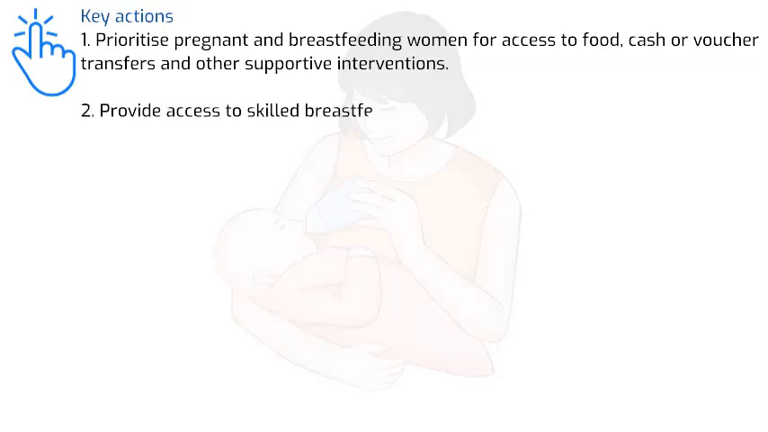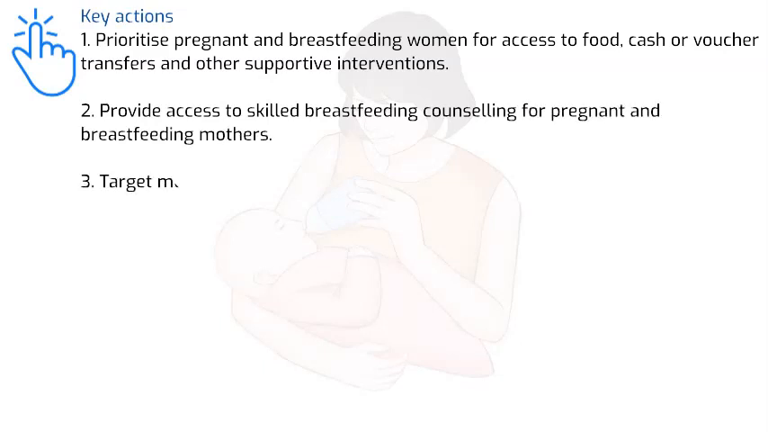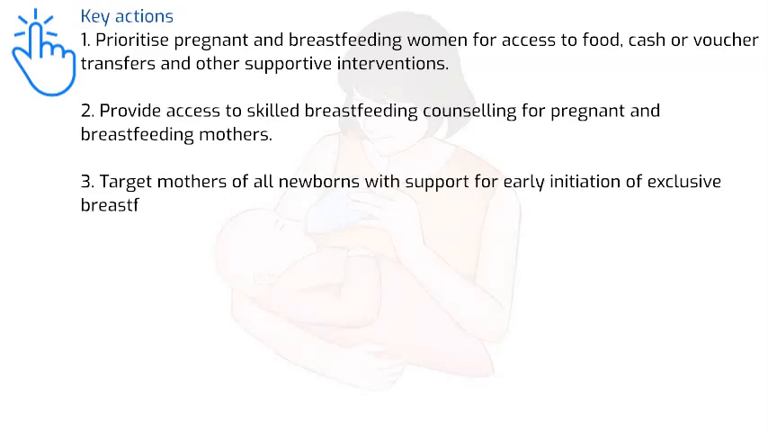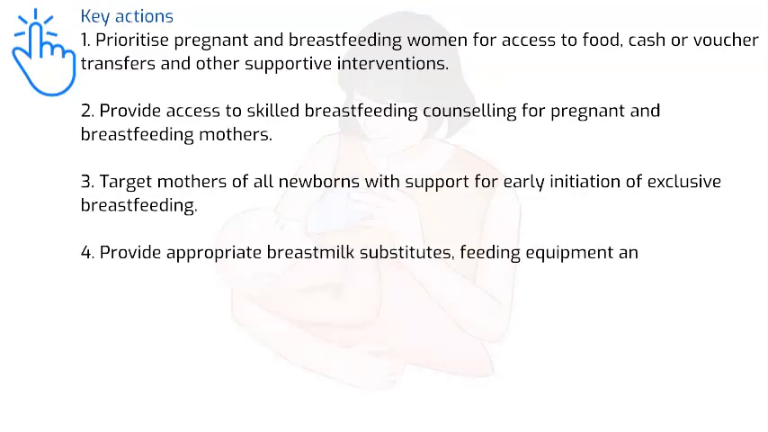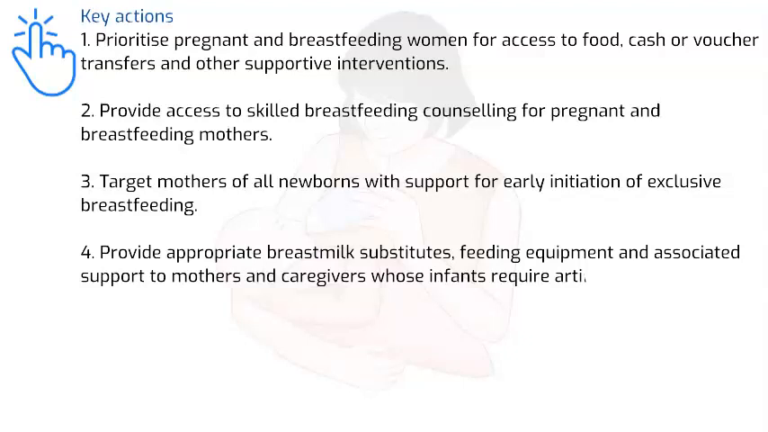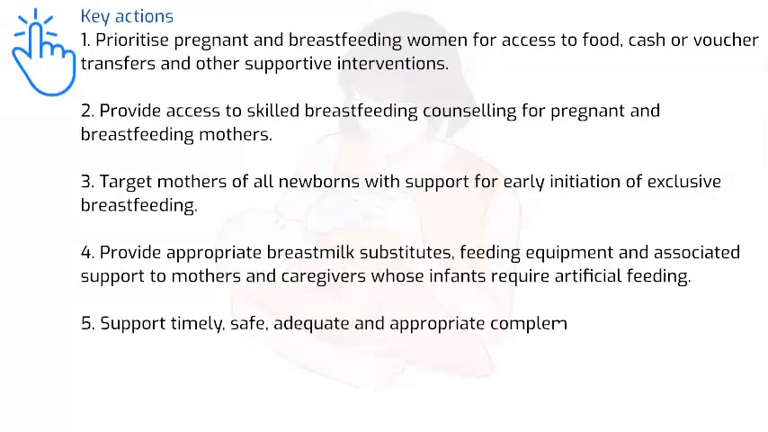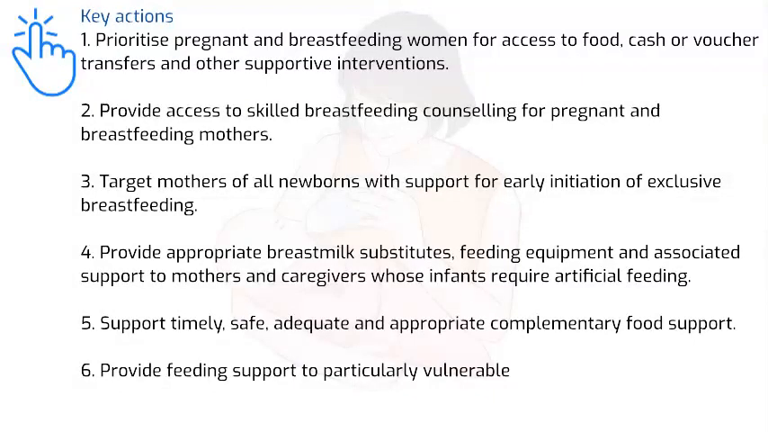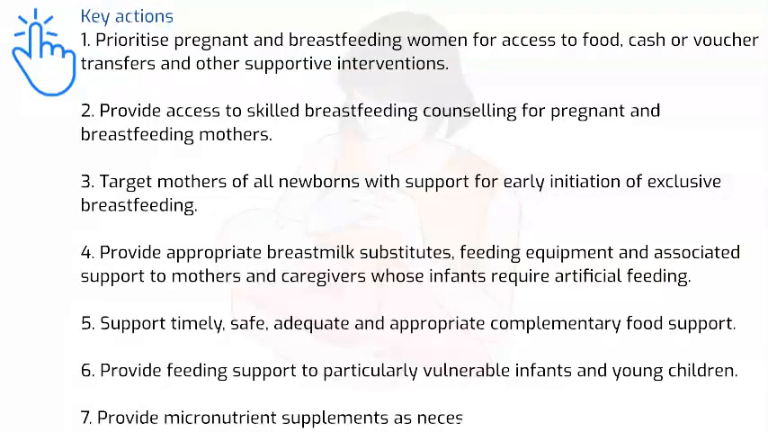2. Provide access to skilled breastfeeding counseling for pregnant and breastfeeding mothers. 3. Target mothers of all newborns with support for early initiation of exclusive breastfeeding. 4. Provide appropriate breast milk substitutes, feeding equipment and associated support to mothers and caregivers whose infants require artificial feeding. 5. Support timely, safe, adequate, and appropriate complementary food support. 6. Provide feeding support to particularly vulnerable infants and young children. 7. Provide micronutrient supplements as necessary.